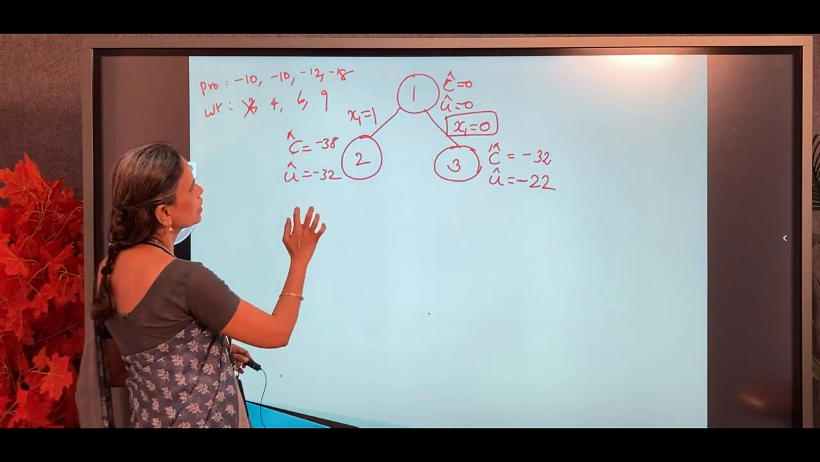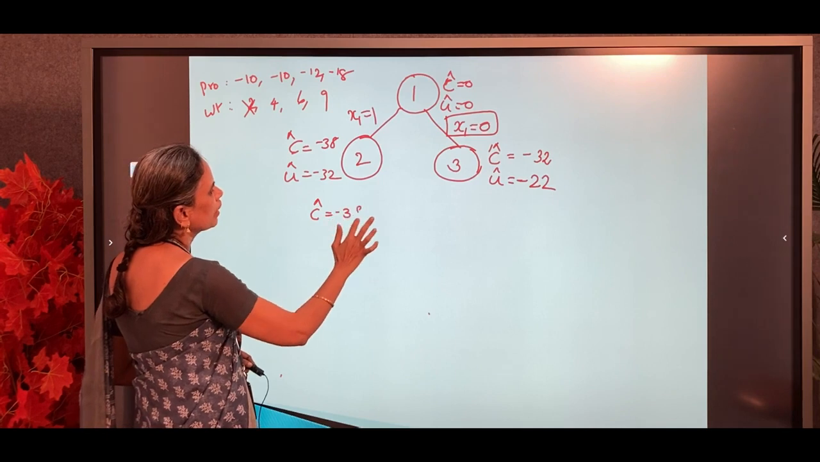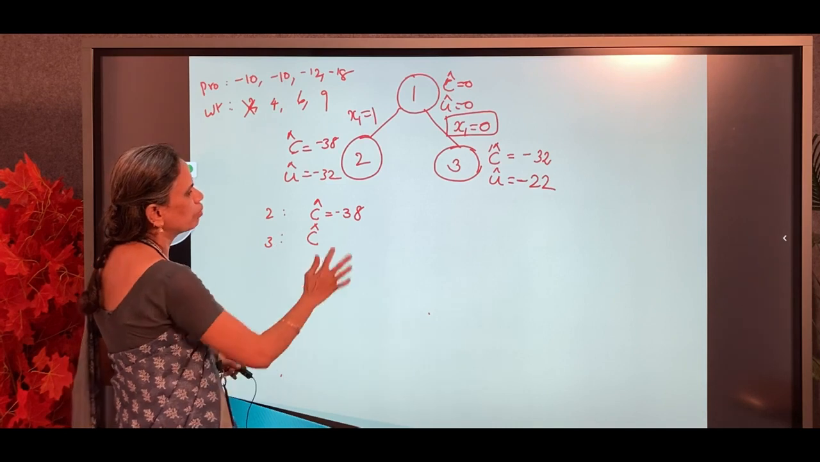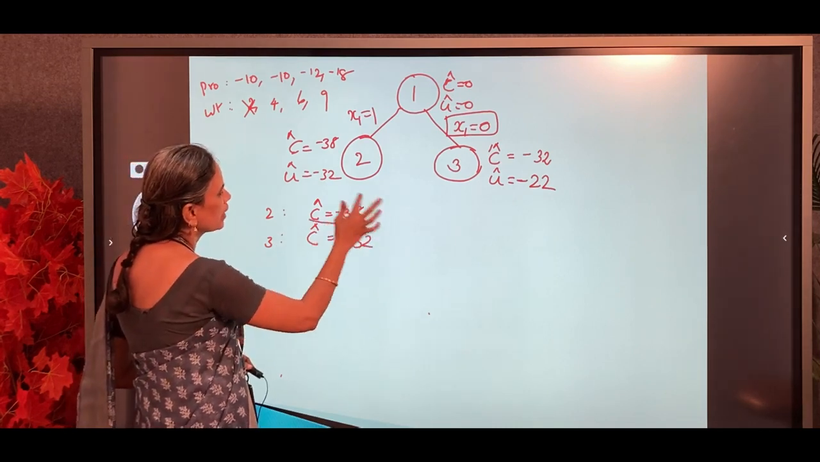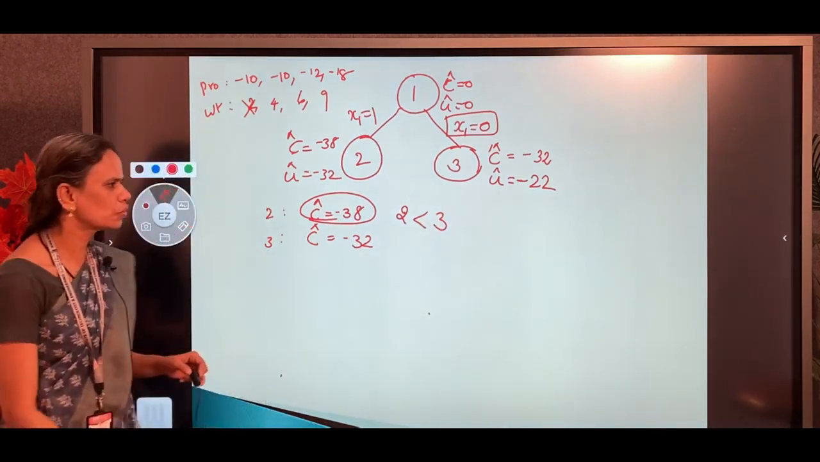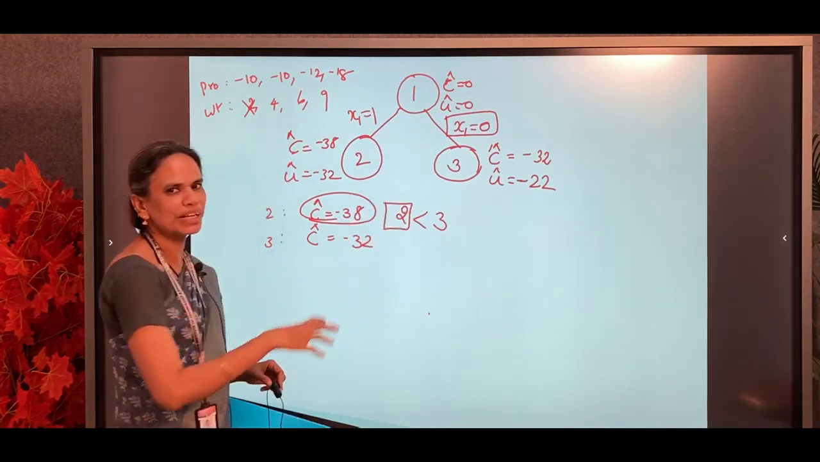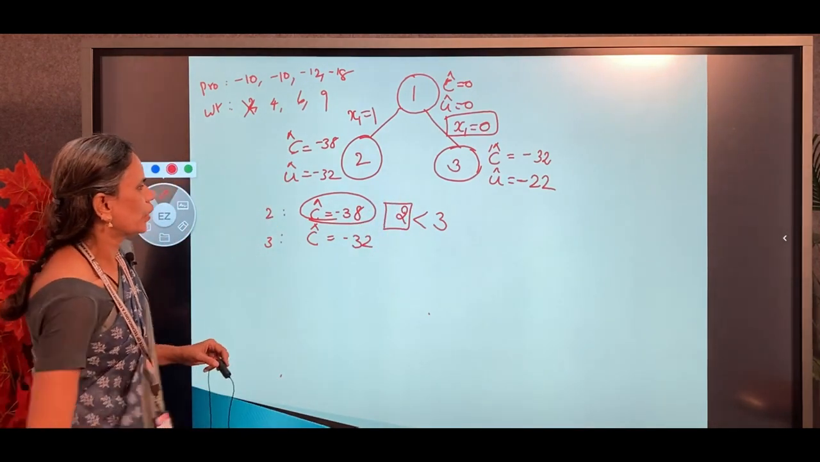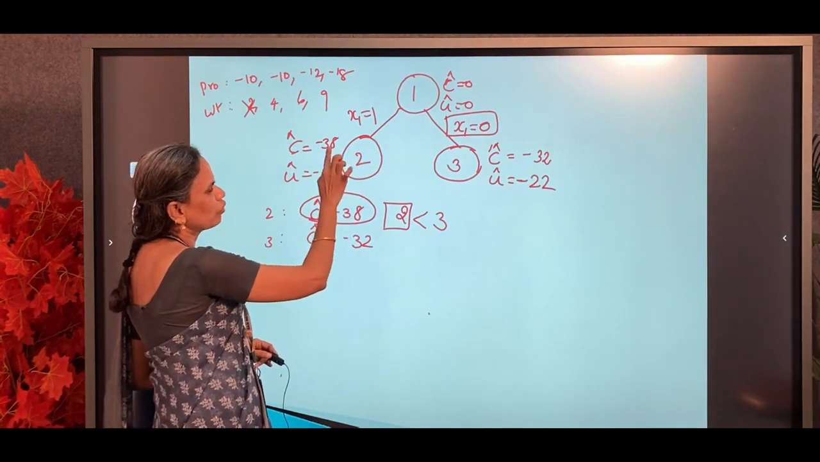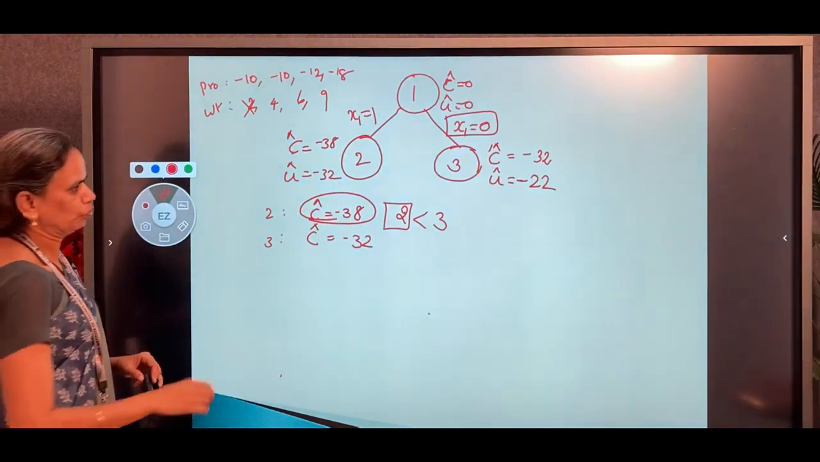The lower bound value for node 2 will be minus 38, and the lower bound value for node 3 will be minus 32. So minus 38 is less than minus 32, that is, the node 2 value is less than the node 3 value. So we have to select the node which has the minimum lower bound value. Here node 2 has the minimum lower bound value, so the next node to explore will be node 2.